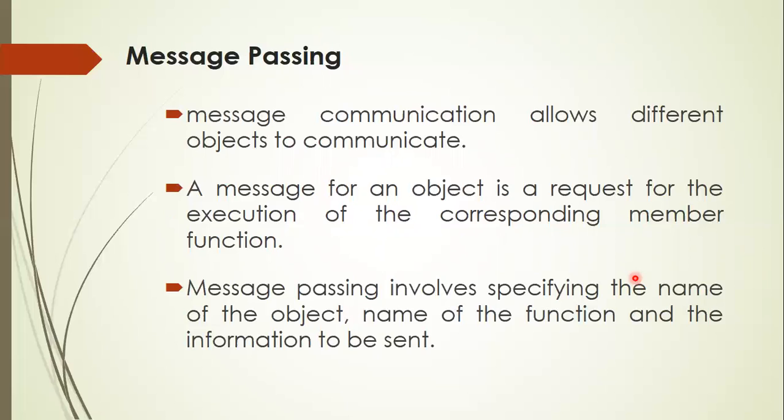Suppose you consider two objects, object A and object B. Object A has some data and some functions. Object B has some data and some functions. Now, if object A wants to communicate with object B, direct communication is not allowed. The member function of object A has to pass a request to the member function of object B. Then the member function of object B accesses its member data and passes that data to the member function of object A. So direct passing of data from one object to another is not permitted.